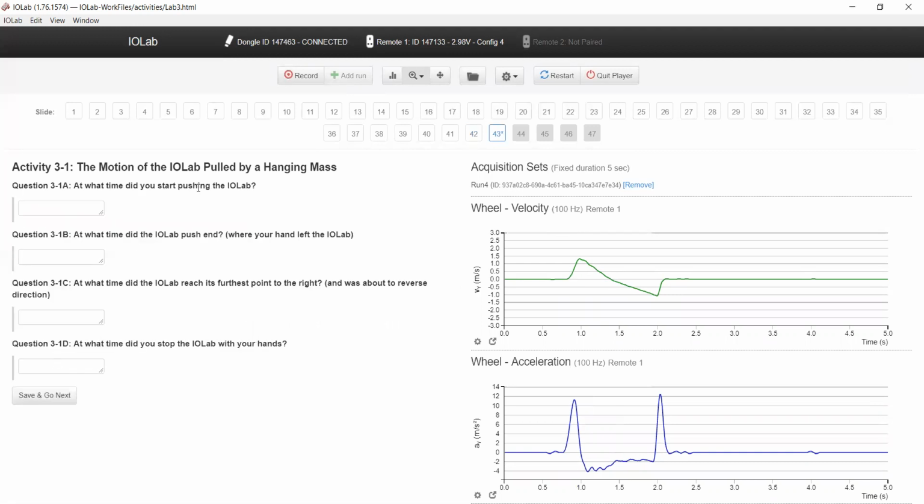Okay, at what time did you start pushing the IOLab? This was the one. Then what do we push in? So I let it go here, and the maximum velocity is here. It reached the furthest point to the right, so that means it was the turning point, where the velocity is 0. But at what time did you stop the IOLab with your hands? We just stopped it here and then went back to 0. That's the point where you started.